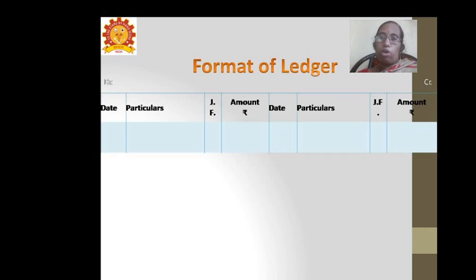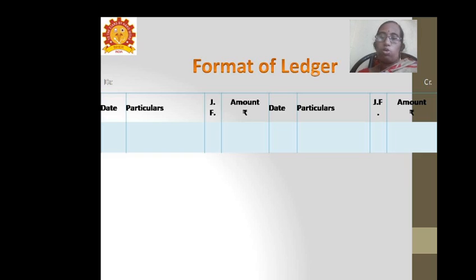This is the format of the ledger, in which there are two sides: the left side is the debit side and the right side is the credit side. On the left side, they record the debit transactions: the date, particulars, JF, which is the journal folio, the page number from which the journal entry is posted in the ledger, and the amount. Similarly, on the right hand side, we have the date, particulars, journal folio, and amount.